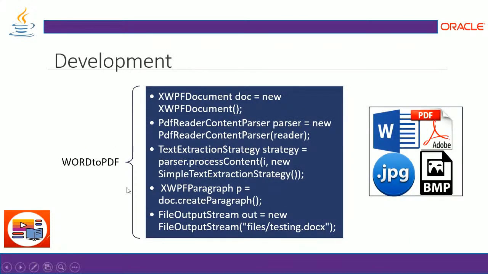Now let's take a look at the development for Word to PDF. First, we have to include the iText jar file API and the POI jar file. These two APIs help you implement this particular feature, where XWPFDocument is a class which creates the PDF and reads the PDF. Here we are going to have the content parser, which further processes the content and extracts the text from the PDF. This is from Word to PDF, and once this is done, we create a paragraph, write it, and convert it into docx. So basically we are converting from PDF to docx here, because that's what the output stream does.